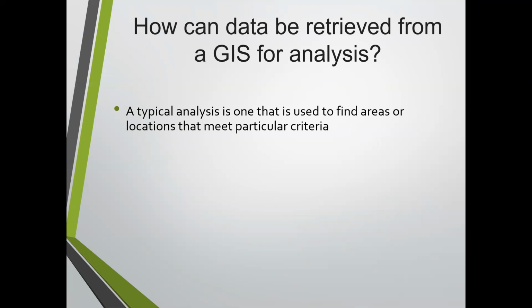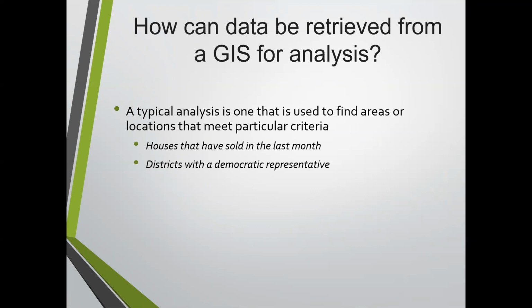All right, so there are a lot of different types of analysis, but one that's used to find areas or locations that meet a particular criterion. So houses that have sold in the last month, you can do this kind of thing on Zillow. There are a lot of these things that are available that way. Districts with a Democratic representative.